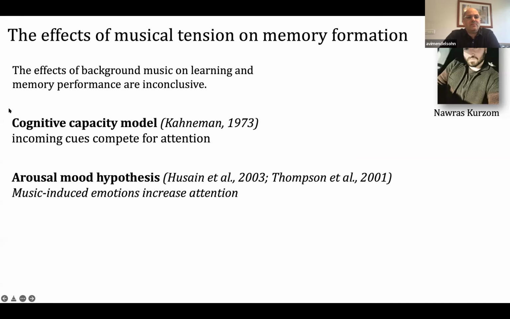When you come to talk about the effects of background music on learning and memory, quite a lot of research has been done, but the findings and conclusions are not consistent and are inconclusive. Sometimes music has been shown to enhance memory. Sometimes it has been shown to interfere with memory.